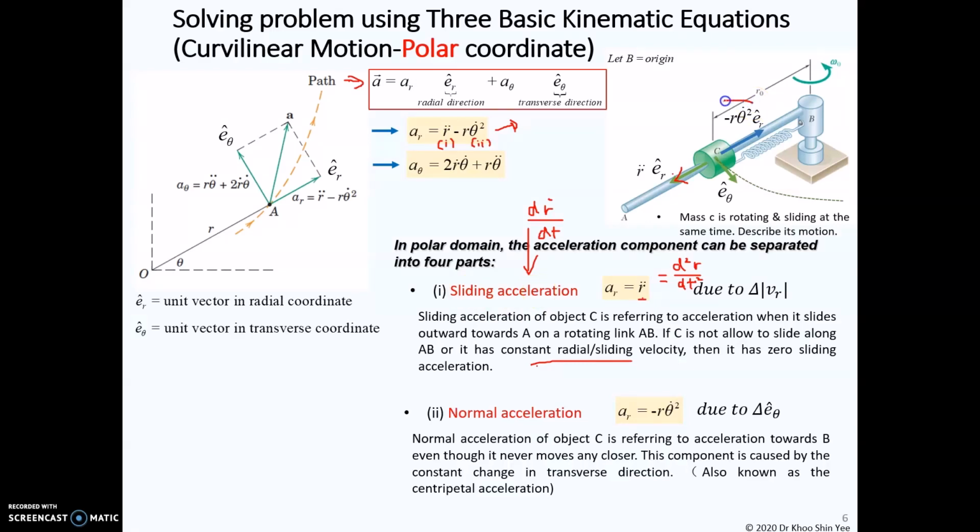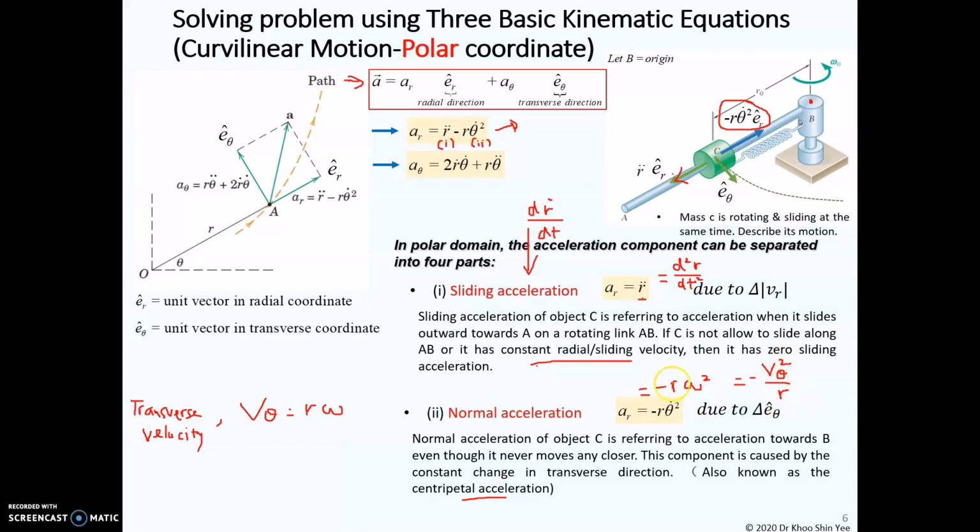The normal acceleration is negative, therefore it is opposite to the radial direction. This acceleration is always pointing toward the center or the origin that we select. The normal acceleration is well known as the centripetal acceleration, and the equation is equal to negative R omega squared. If you compute the transverse velocity by using the previous equation, where V theta is equal to R omega, we can obtain the normal acceleration to be negative transverse velocity squared divided by R.